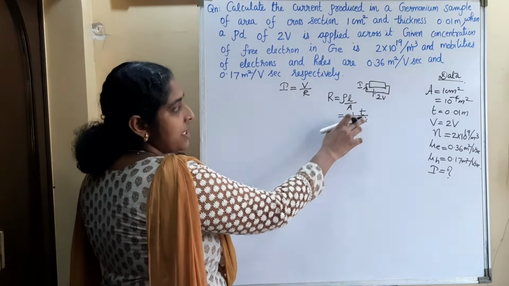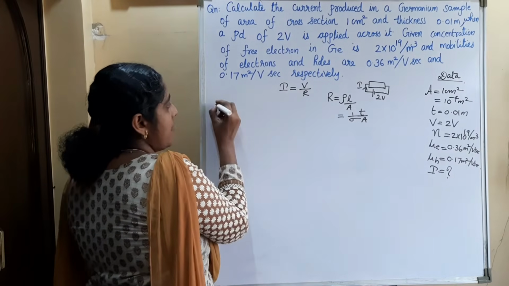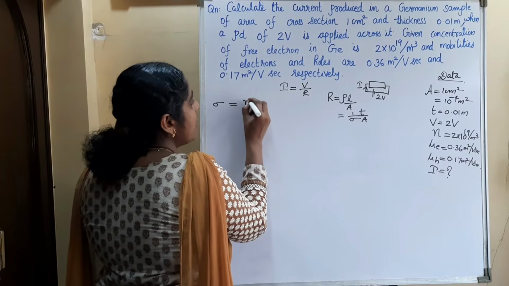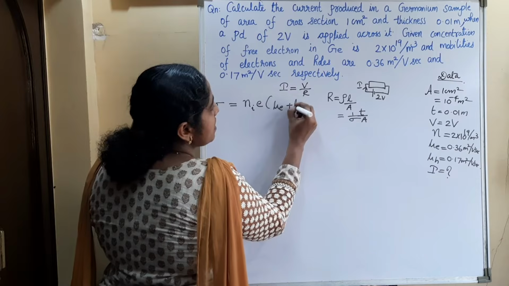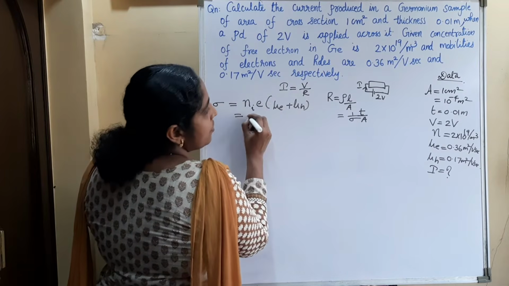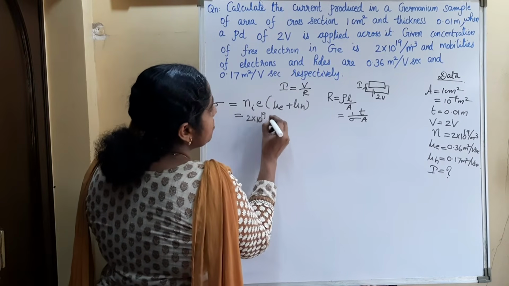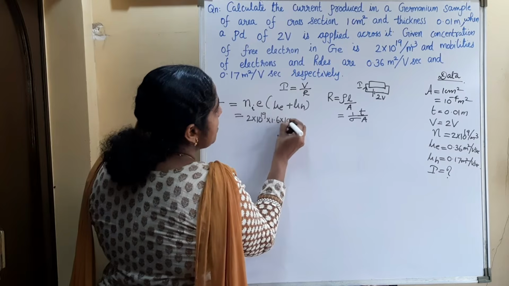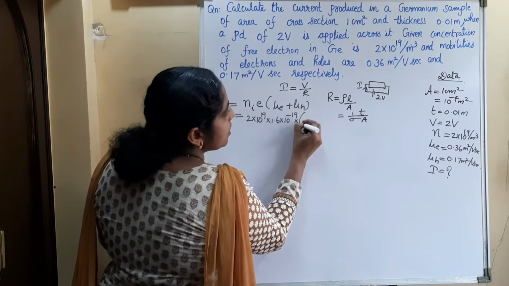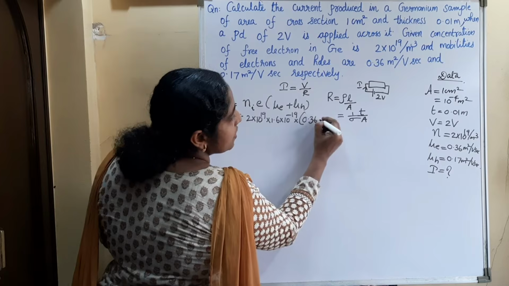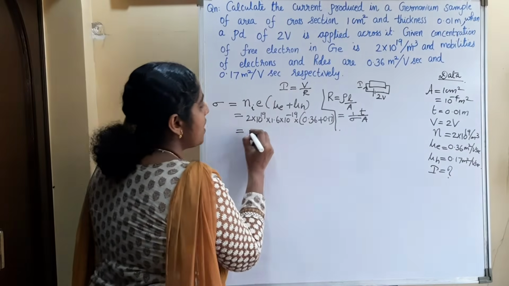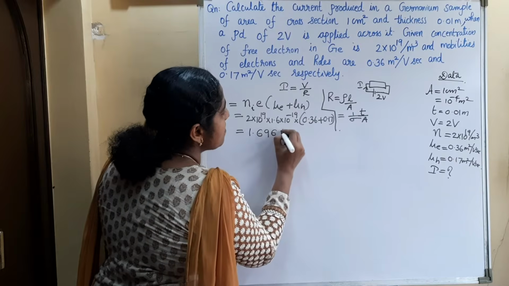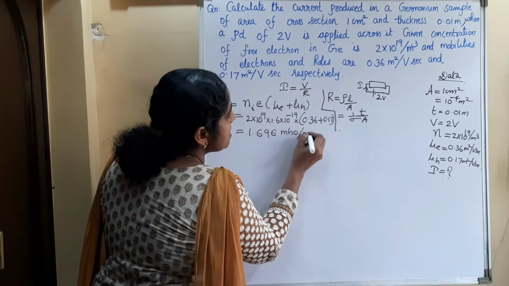Here the A and T are given, so we can find out the sigma, that is conductivity, from the formula n e (mu E plus mu H), that is 2 into 10 raised to 19 into 1.6 into 10 raised to minus 19 into (mu E is 0.36, mu H is 0.17). On calculating this, we will get 1.696 mho per meter. So this is the conductivity.